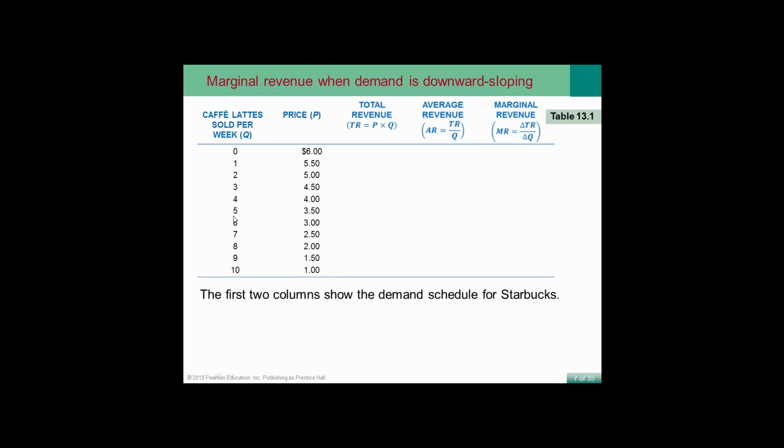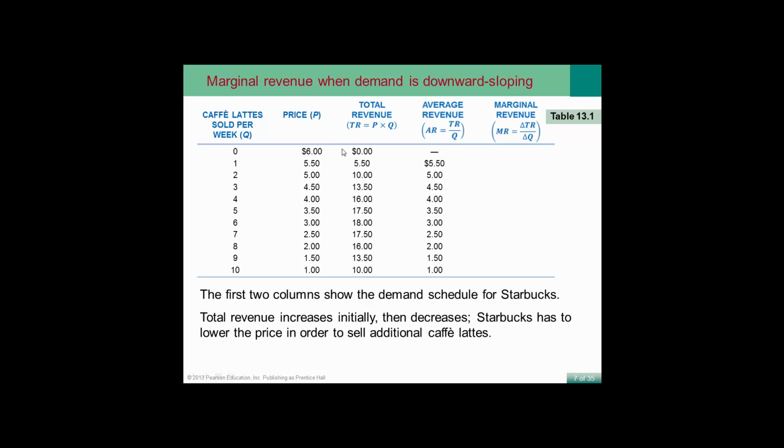So let's think about this. At $6, they will sell no lattes, so their total revenue would be zero. They would sell one latte at $5.50. As they continue to increase the number of lattes, total revenue goes up, but the average revenue per latte goes down. At two lattes, the price is $5, and they sell a total of 2 of them. That's $10. But the average price, which is total revenue divided by quantity, goes down.